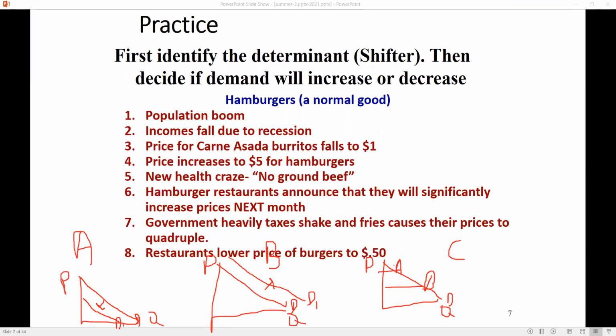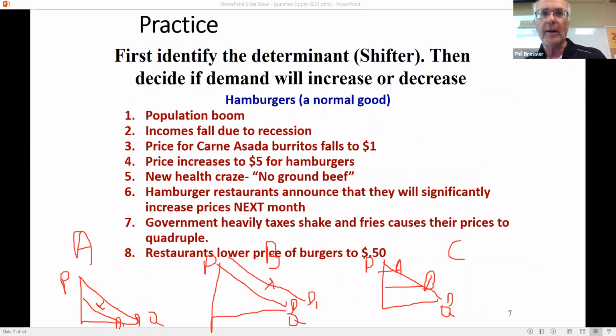Would it be income? Are people making less money? No, but the price goes up. All right. Is price a shifter? No. All right, it's not.